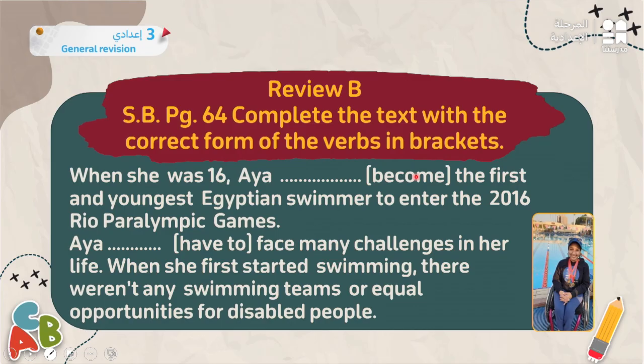Become is an irregular verb. هو من الأفعال اللي بتاخد تصريف مختلف في past simple. And the past of become is became. مش بقول become. ده من الverbs اللي لازم أبقى حافظة شكله في past simple. So Aya became the first and youngest Egyptian swimmer.